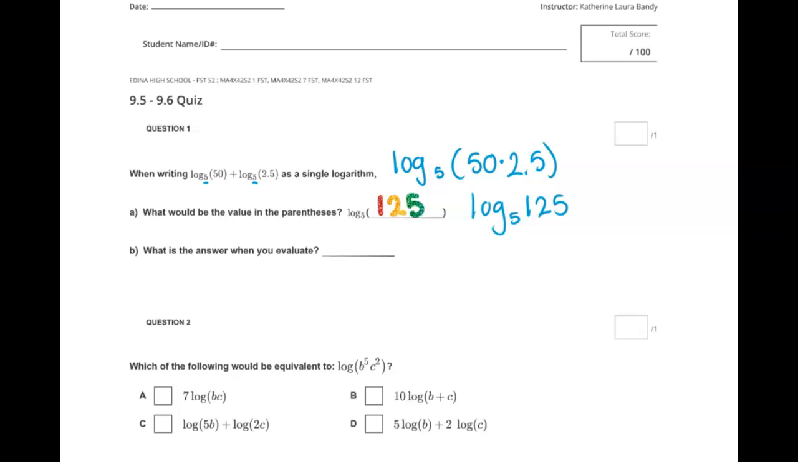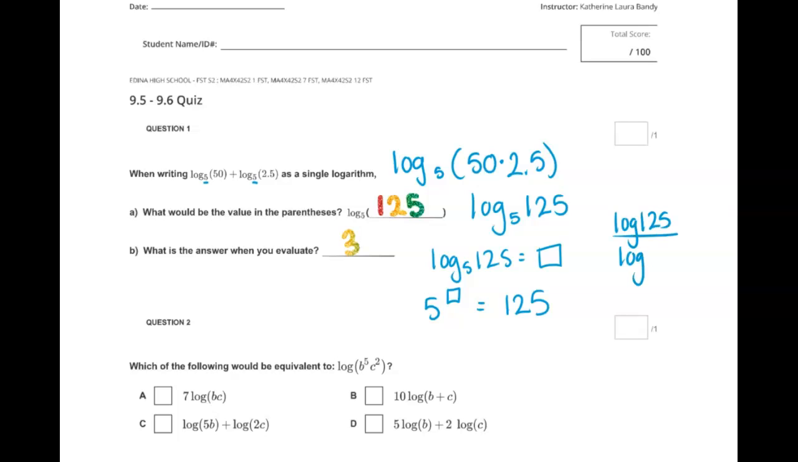And then as far as finding the answer when you evaluate, you can do it a couple different ways. You can rewrite it in exponential form, so log base 5 of 125 equals something. So 5 to the something equals 125. And our answer should be 3, because 5 cubed is 125. You also could have used the change of base formula and done log 125 divided by log 5. And if you do that, you will also get 3.